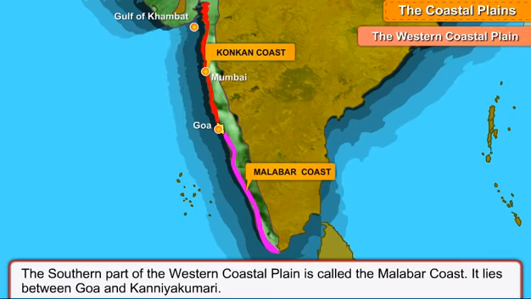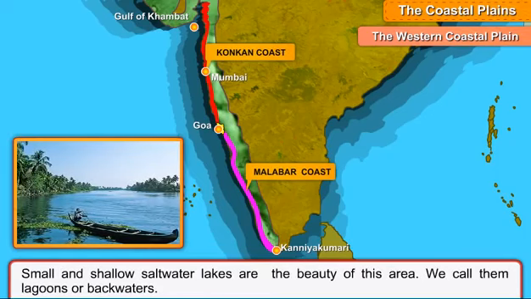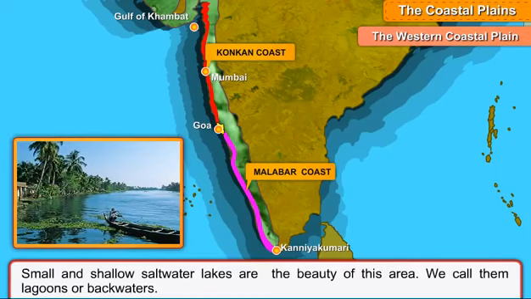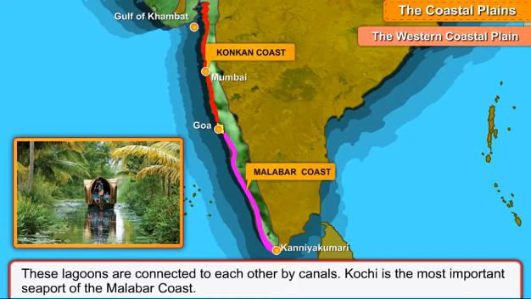The southern part of the Western Coastal Plain is called the Malabar coast. It lies between Goa and Kanyakumari. Small and shallow saltwater lakes are the beauty of this area. We call them lagoons or backwaters. These lagoons are connected to each other by canals. Kochi is the most important seaport of the Malabar coast.